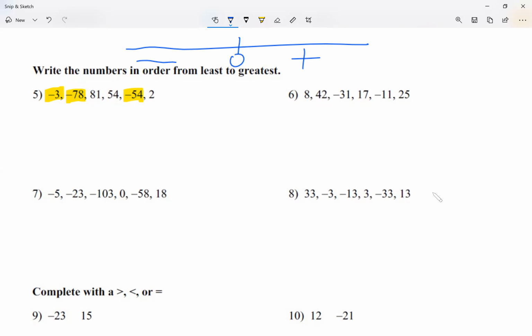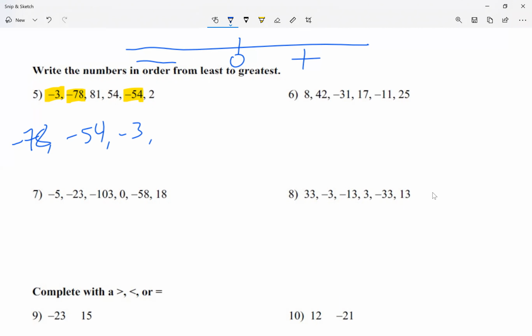So my smallest negative here will be -78, and then -54, and then -3. I listed my negatives first. I know if I was to put them on a number line, -78 will be the one farthest left of those 3 numbers. Okay, so I took care of the negatives.